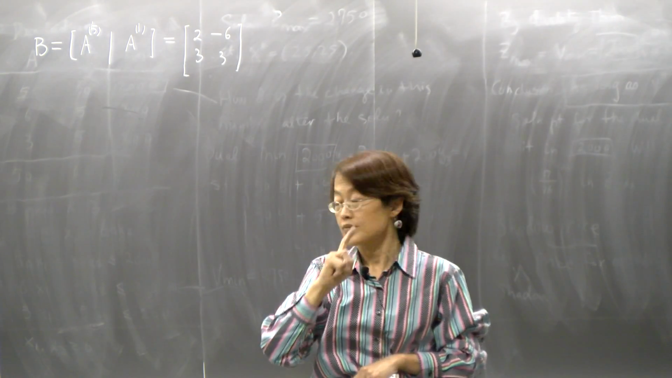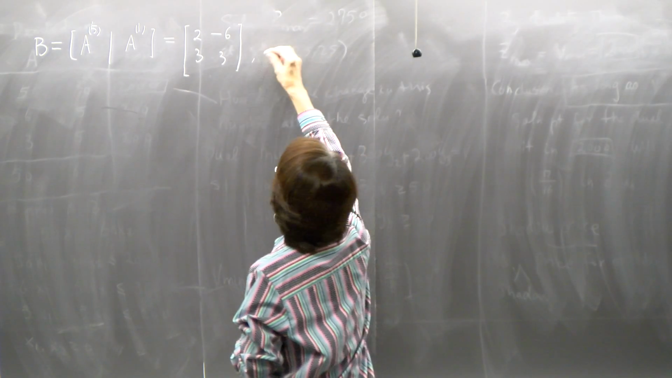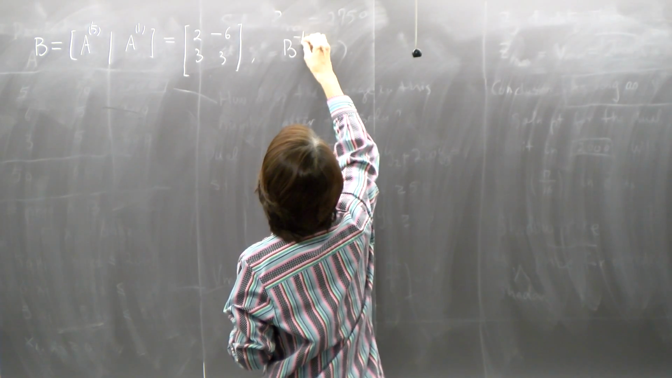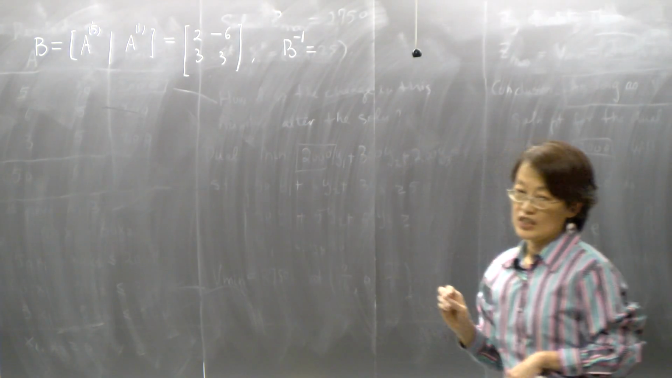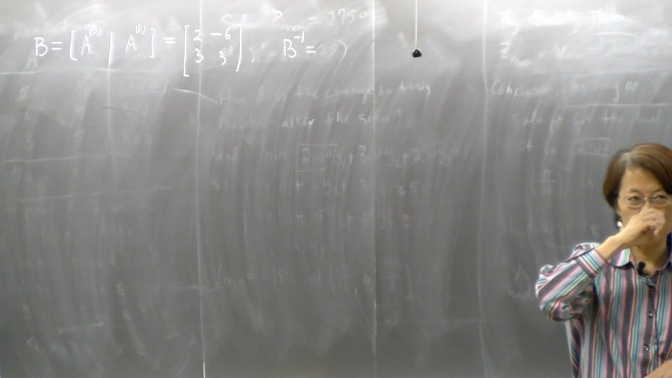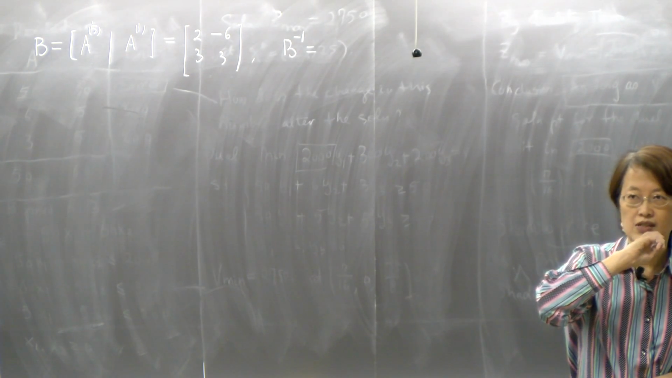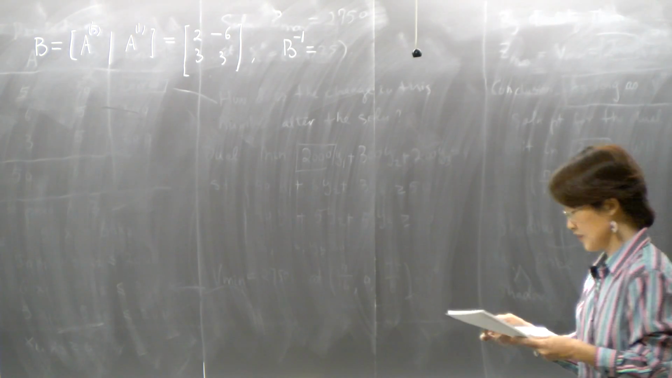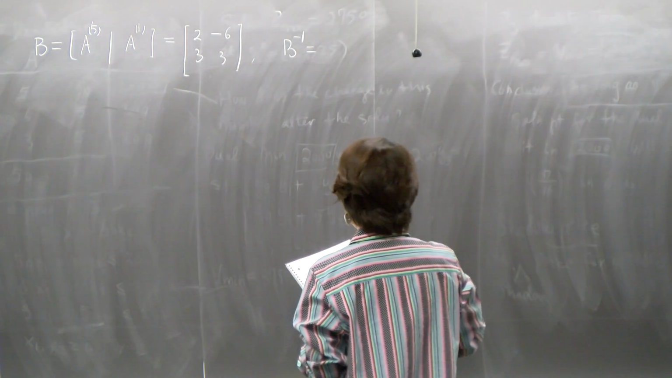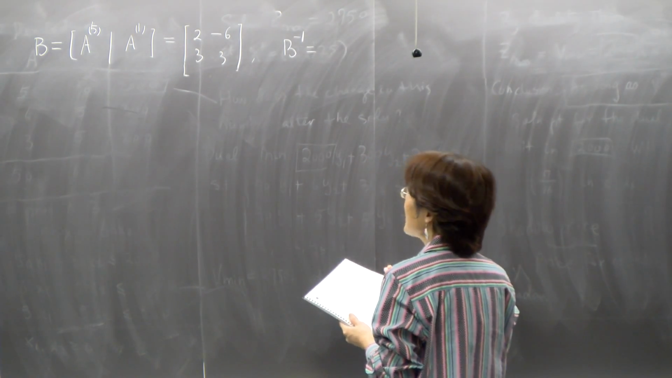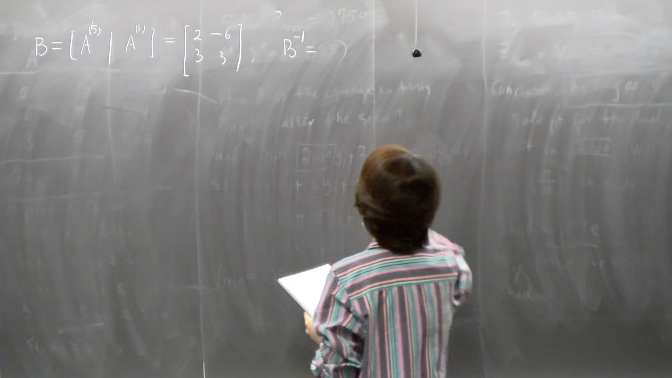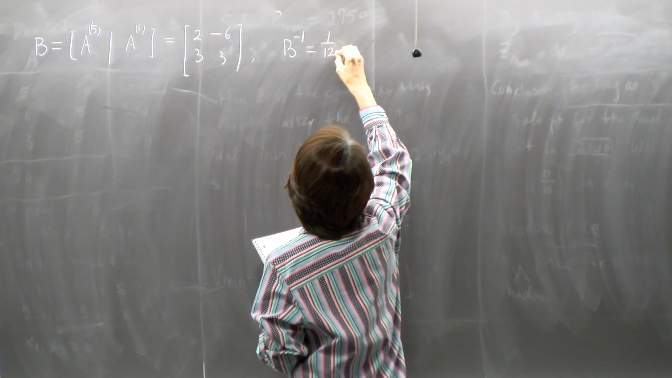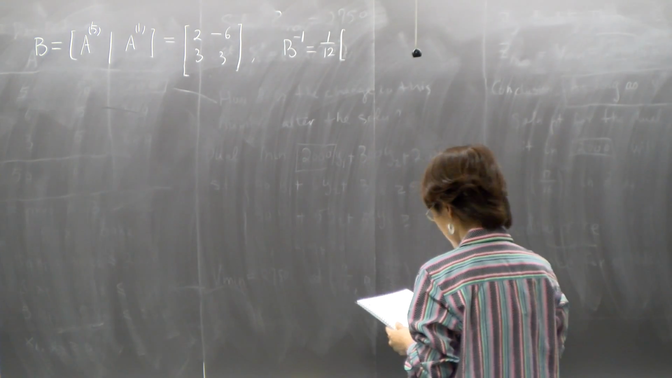And then I also need B inverse. Are we okay with making the inverse of a 2 by 2 matrix? There's a quick formula. You compute the determinant, which here is 12. So 1 over 12, and then what do we do?